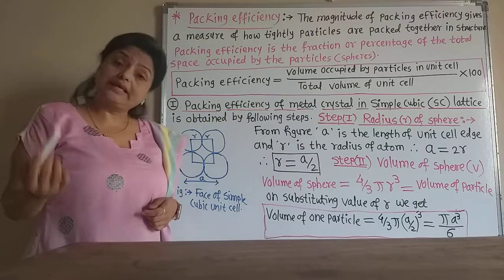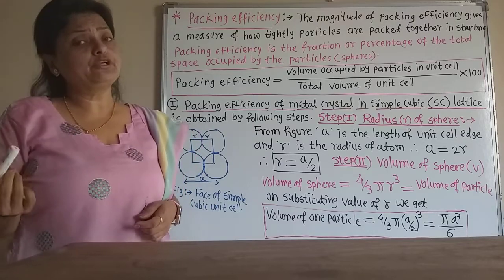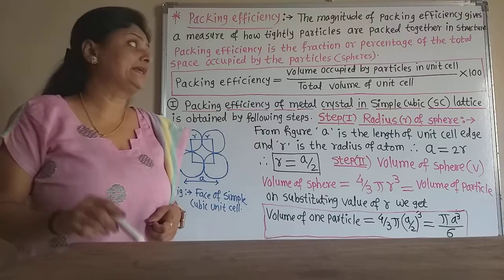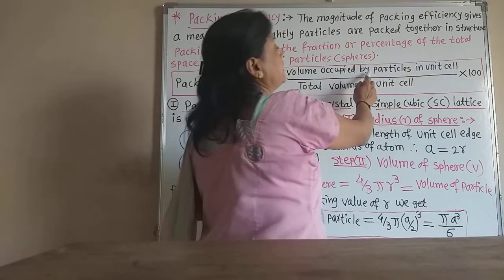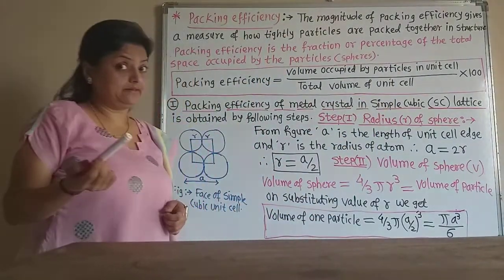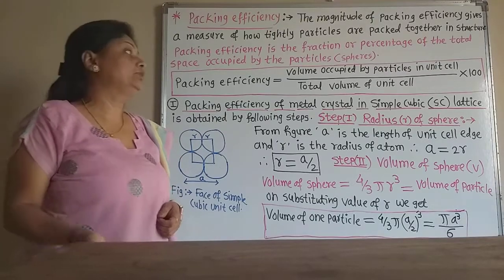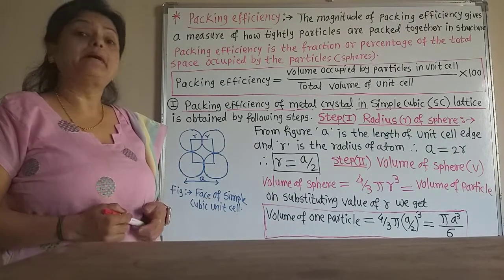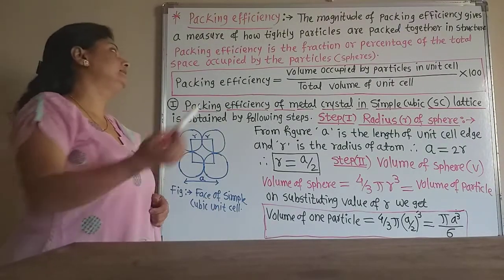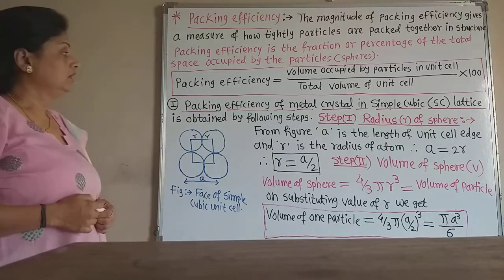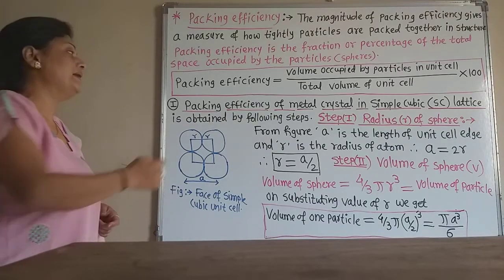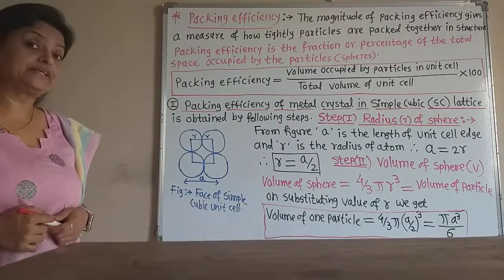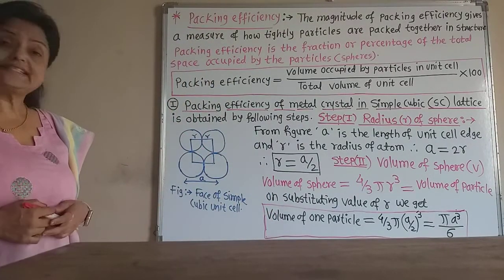So to calculate packing efficiency in simple cubic, HCP or FCC, first we have to calculate the volume occupied by the particles in that unit cell. Then we have to calculate the total volume of the unit cell and just multiply by 100. Then you get the packing efficiency. Now let us first calculate the packing efficiency of the crystal in the simple cubic unit cell. So how is it calculated?